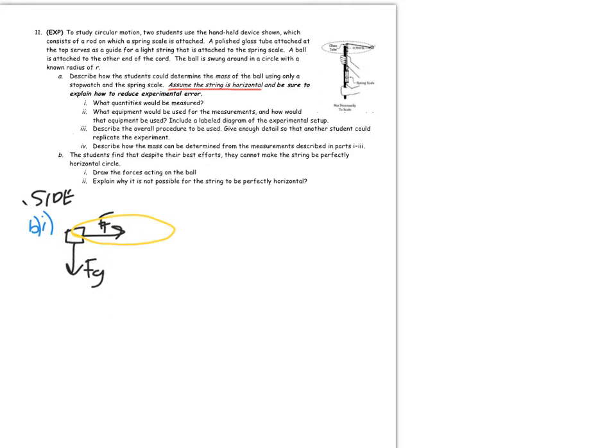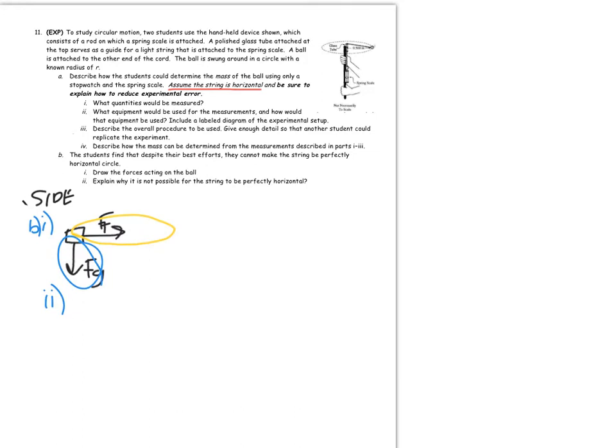So I'm going to take my free body diagram that I had drawn earlier and use that there. So that's what the forces acting on the ball would look like. We already had done that. And now we want to explain why it's not possible for the string to be perfectly horizontal. And that's where we come back to this idea that we have gravity acting down on this object, but as you can see, nothing to balance the force of gravity.